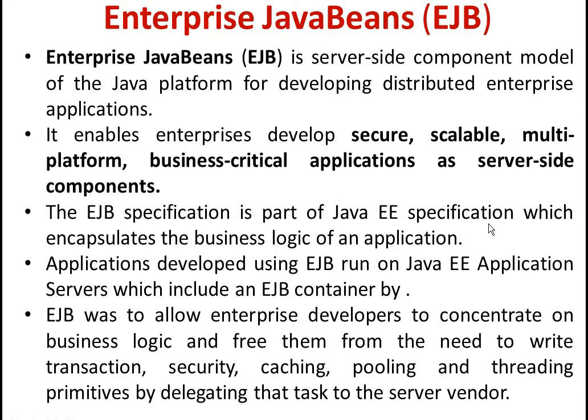Enterprise Java Bean (EJB) is a server-side component model of the Java platform for developing distributed enterprise applications. It enables enterprises to develop secure, scalable, multi-platform, business-critical applications as server-side components. It is a development architecture for building highly scalable and robust enterprise applications.